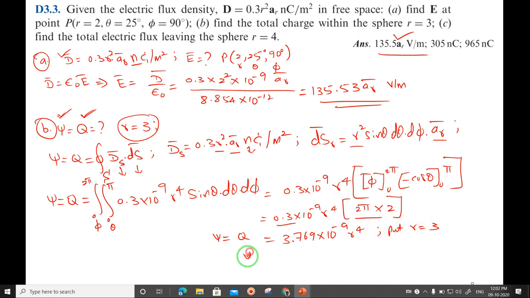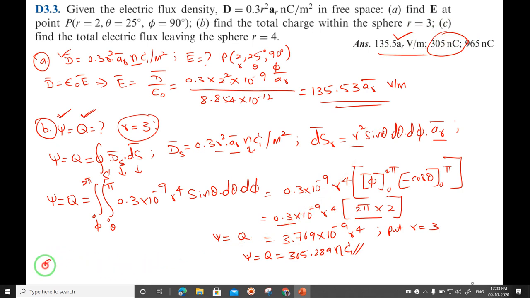So I will get the charge enclosed q equal to 3.769 into 10 power minus 9 into r to the power of 4, 3 to the power of 4, R is 3. So I am getting it as 305 into 0.289, this 10 power minus 9 is there. I will write it as nano coulombs, right? So you can observe 305 nano coulombs, right?